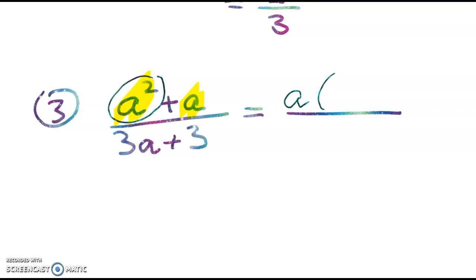So a times what will give me a squared? A times a. And then a times what will give me a? 1. Okay, now let's look at the denominator.